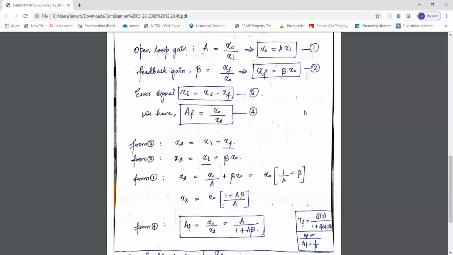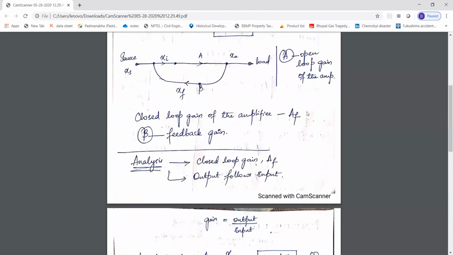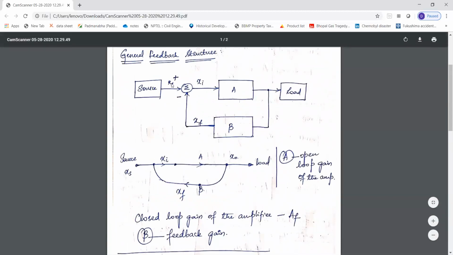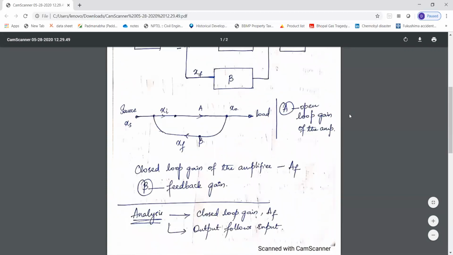And next, the feedback gain AF is equal to the overall output by the overall input. Consider the two extremes when the feedback is present. So it will be X naught by XS.